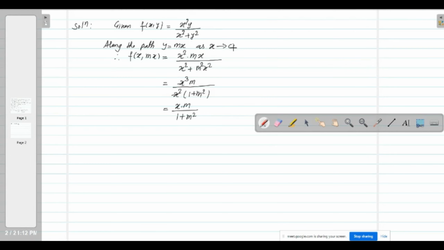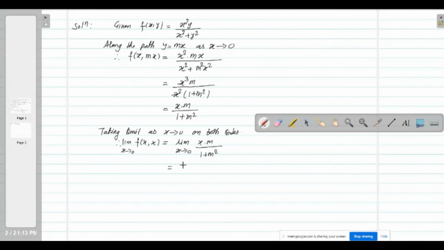Now taking the limit as x tends to 0 on both sides, f of x comma x becomes the limit as x tends to 0 of x into m divided by 1 plus m square. Providing the limit, we have 0 into m divided by 1 plus m square. Zero multiplied by anything will be 0. So the limit of this function is 0 as x tends to 0.